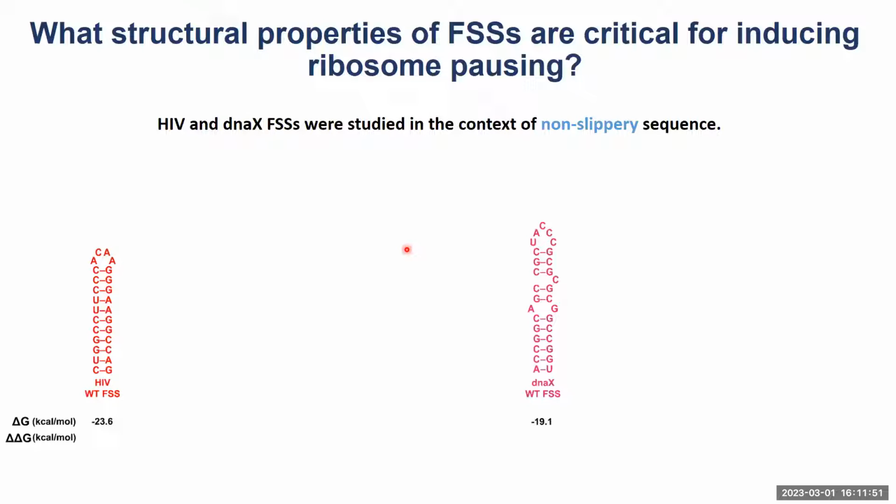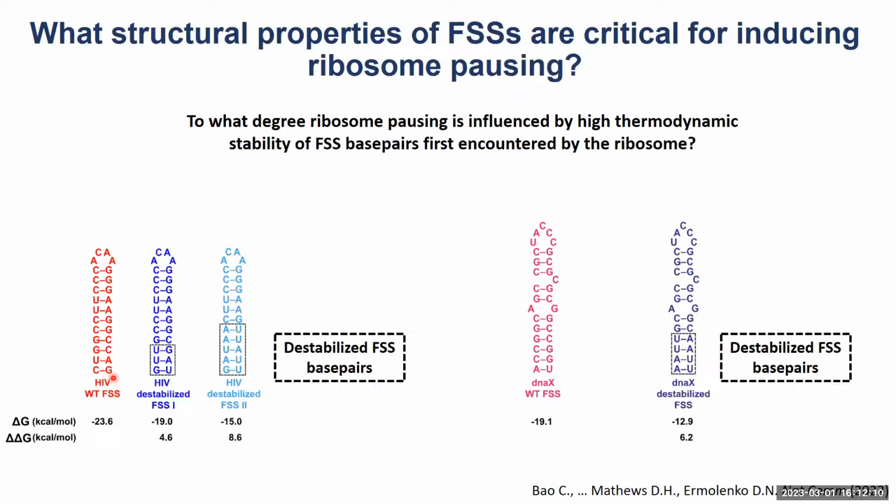To address this question, we combined these frameshift-inducing stem loops from HIV and DNAX with a non-slippery sequence because we wanted to delineate frameshifting from ribosome pausing. We only want to look at ribosome pausing. And we work with 2 stem loops, HIV and DNAX, and we made mutations in those stem loops. First, we made mutations to destabilize the bottom pairs, either 3 pairs or 5 base pairs in the HIV stem loop. In DNAX, we destabilize the bottom 4 base pairs that are first encountered by the ribosome.